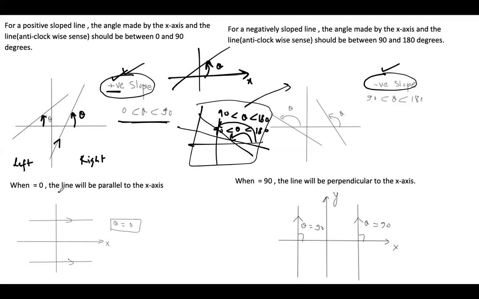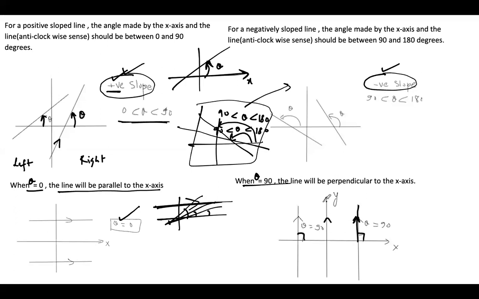What happens when the line is parallel to x-axis? Let's say theta was 30 degrees, 20, 10. What will happen when the line becomes parallel to the x-axis? Theta becomes 0. What happens when the line is perpendicular? Theta is 90, and the line will be parallel to y-axis.